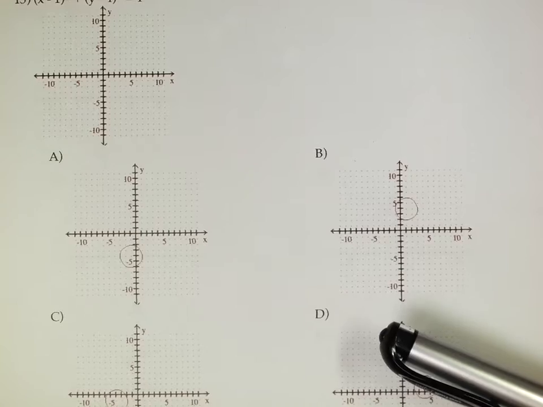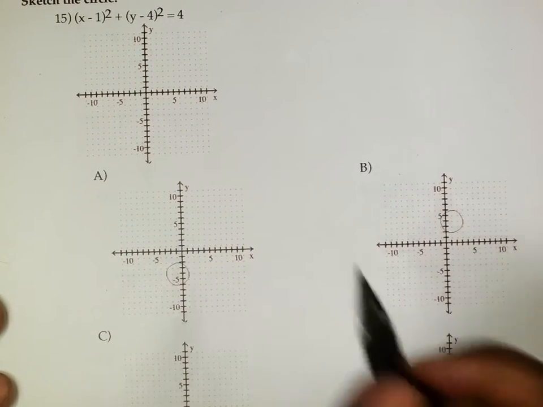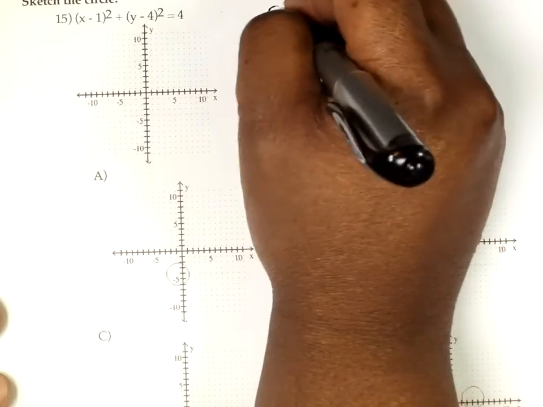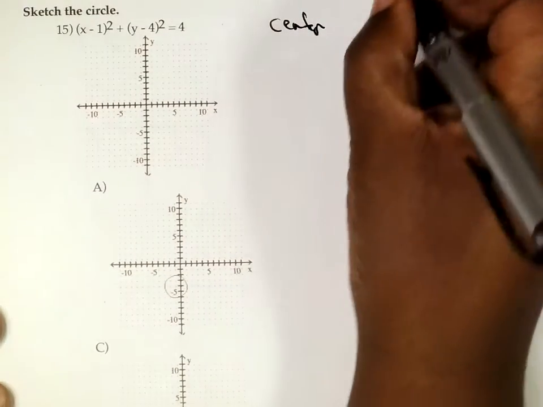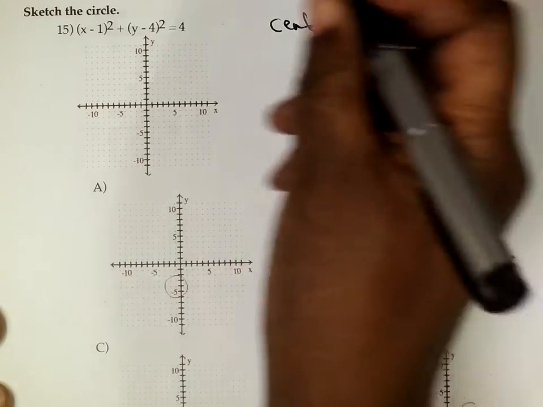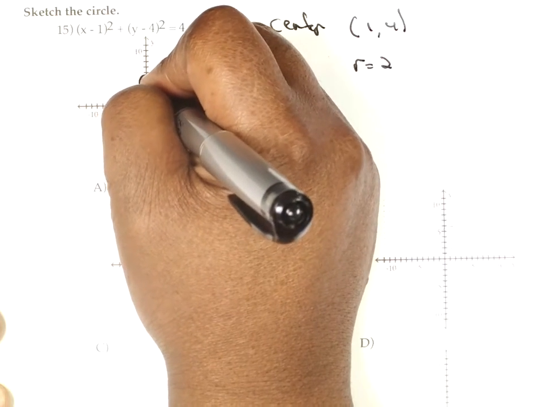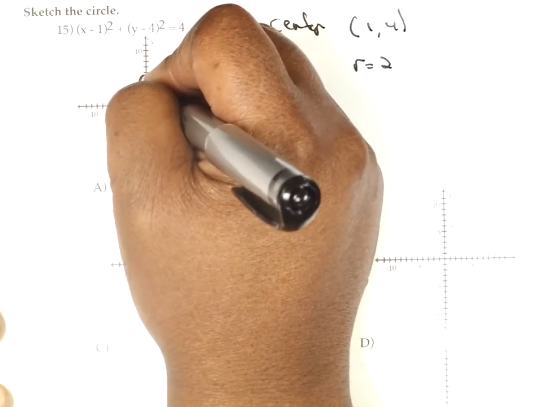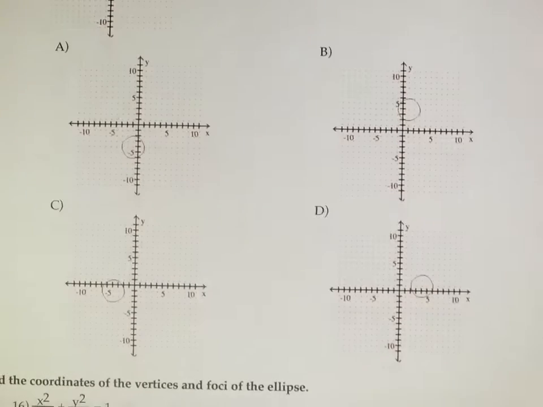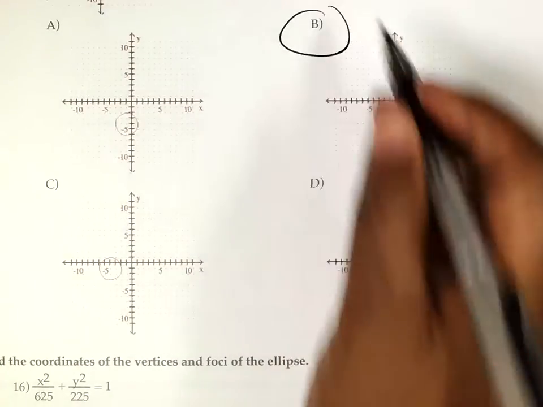We have to sketch the circle. So we really can do process of elimination a lot of this. The center is going to be 1, 4, and the radius is going to be 2. So we're at 1, 4, and then we go 2 units in each direction. So if I'm looking at these, this is the only one that it could be.